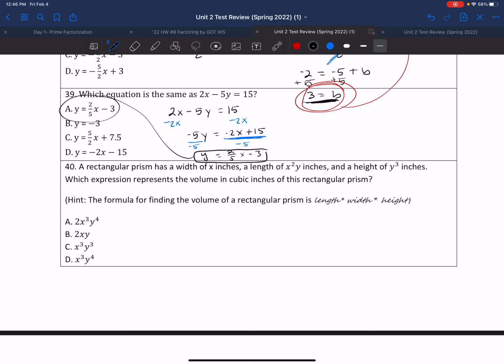So we know that the volume of a rectangular prism is length times width times height. We know that the length is x squared times y, the width is x inches, and the height is just y cubed. All I'm doing right now is multiplying. So I'm going to replace my variables: x squared times y times x times y cubed, and then I'm going to multiply like bases. So x squared times x is going to be x cubed, and y times y cubed is just y to the 4th power.